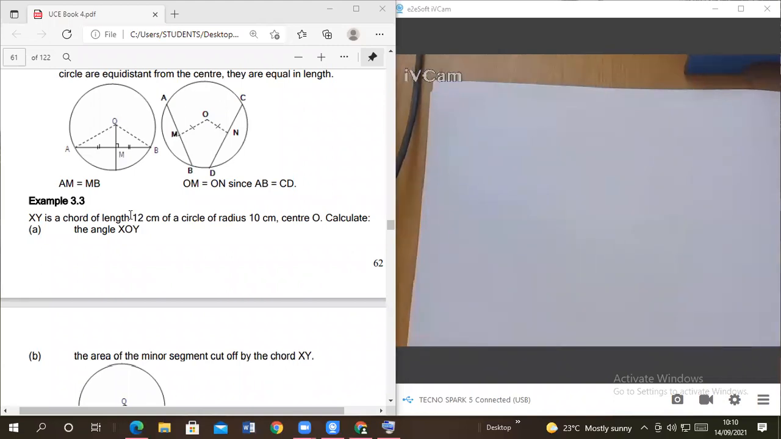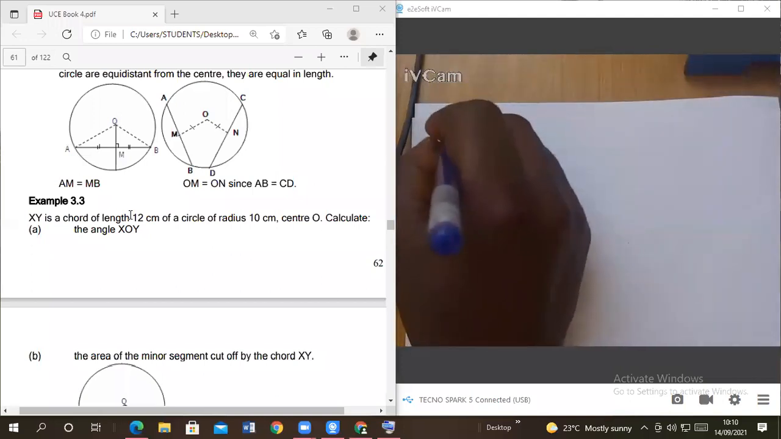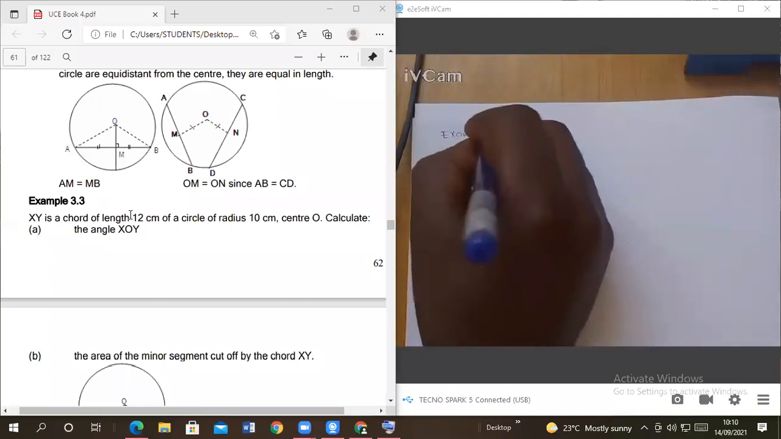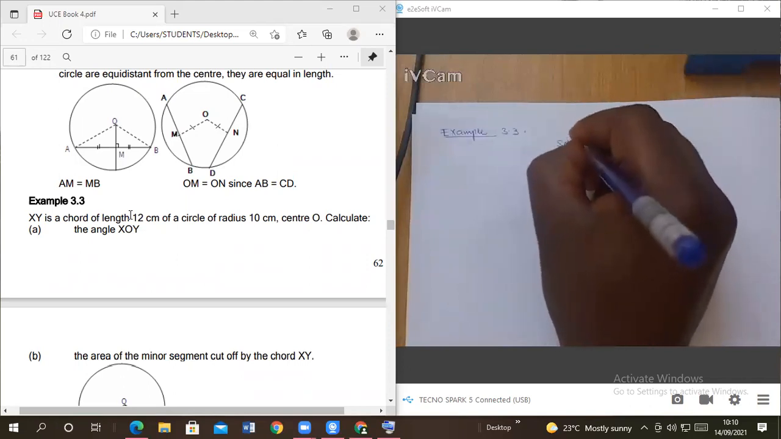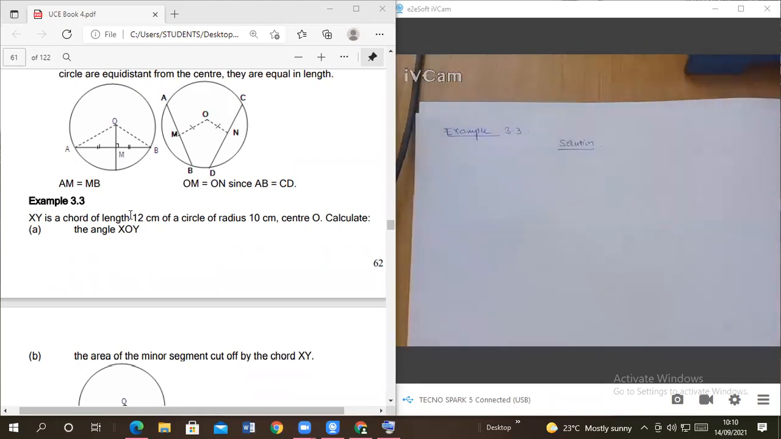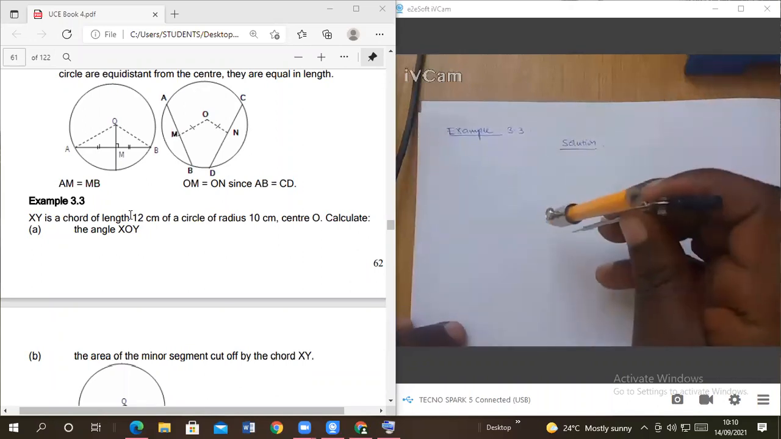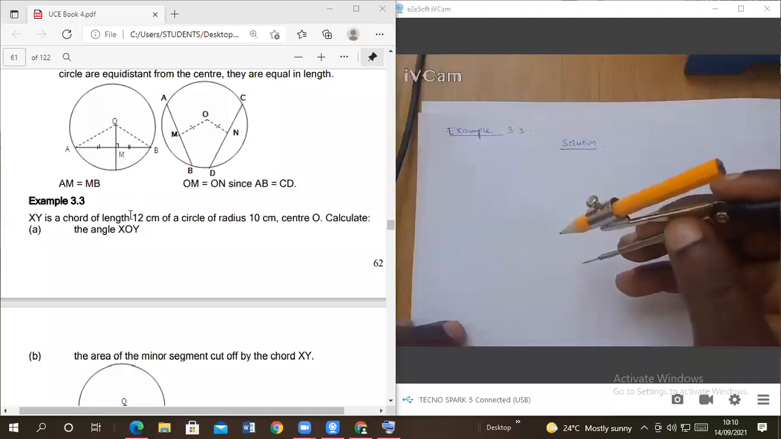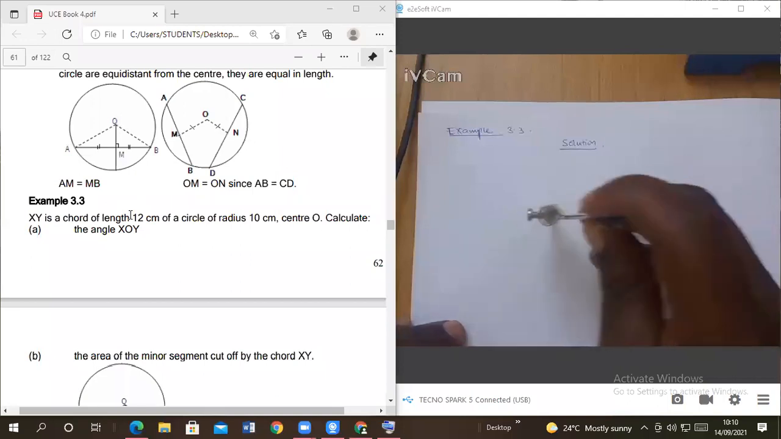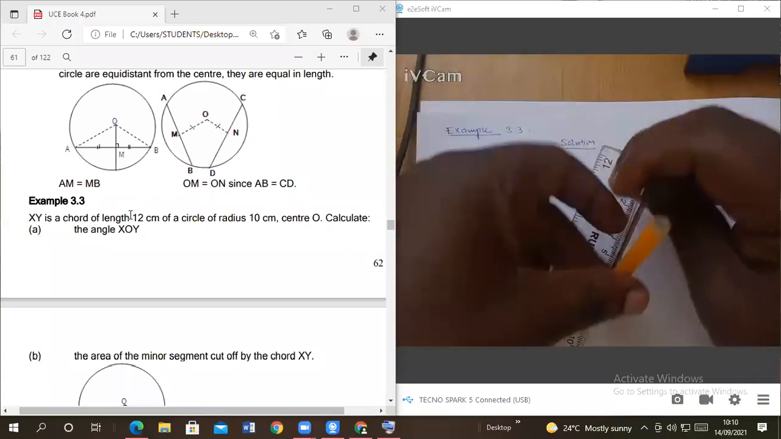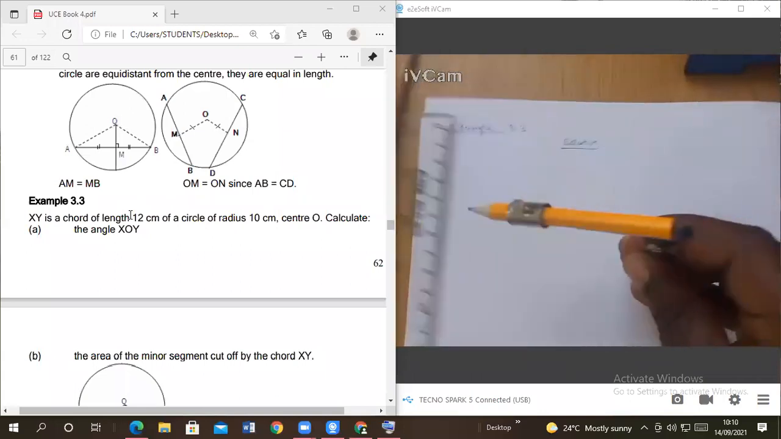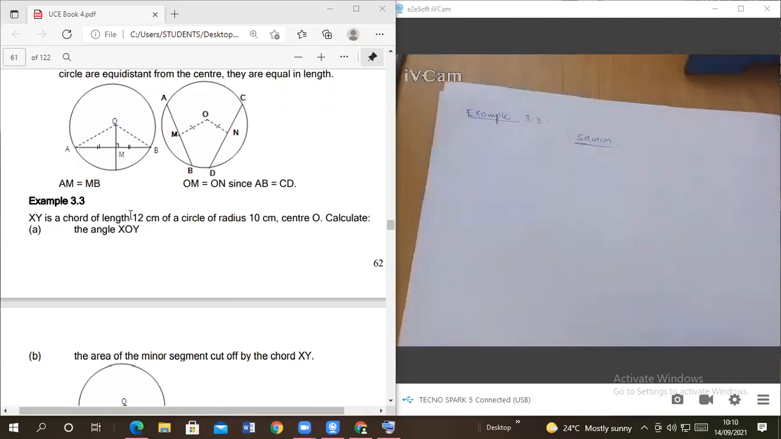I'm looking at example 3.3. Okay, and I'm going to get my solution. So my solution will start by drawing the circle they are talking about. And this circle is of radius 10 centimeters. So I don't need to first go to my ruler and measure 10 centimeters. That will be too big for me, isn't it? So I'm just sketching that.